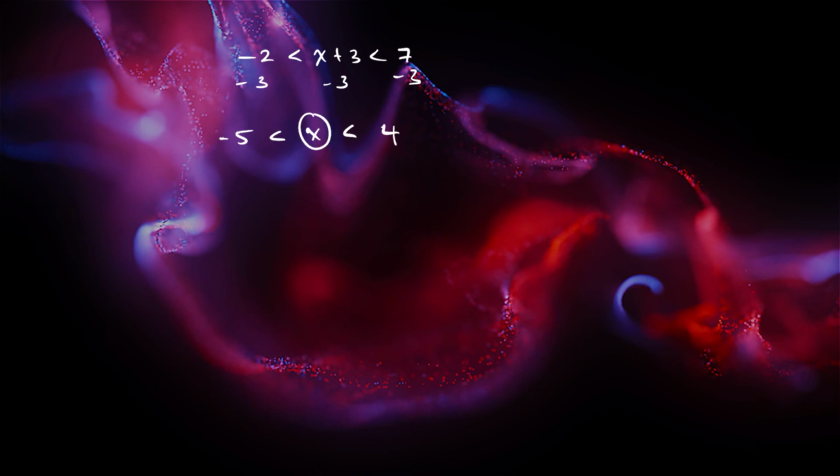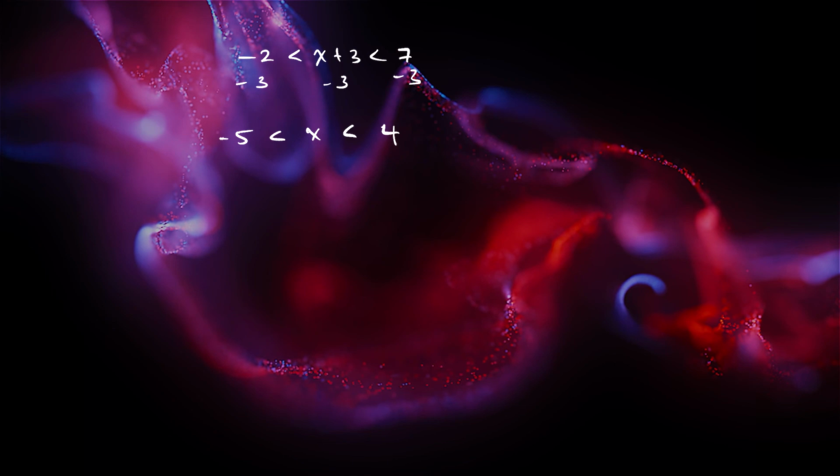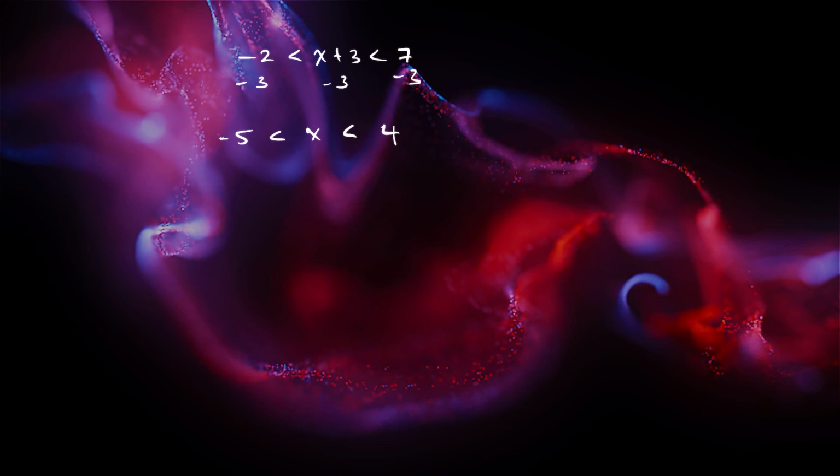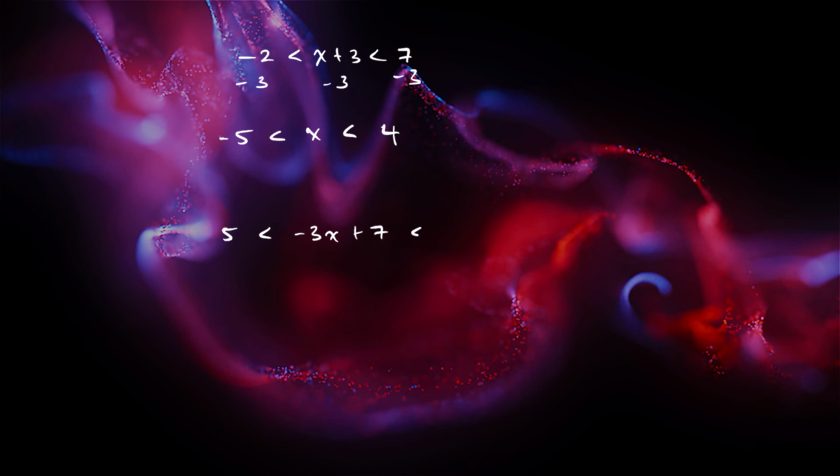So now we've got x isolated, and if we look at our answer here, we're saying x is greater than -5, but less than 4. So this is how we do it. Let's look at a slightly more complex example. So assume we have the inequality 5 is less than -3x plus 7, which is less than 23.